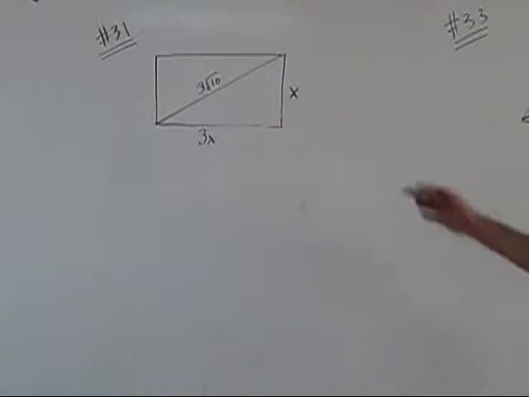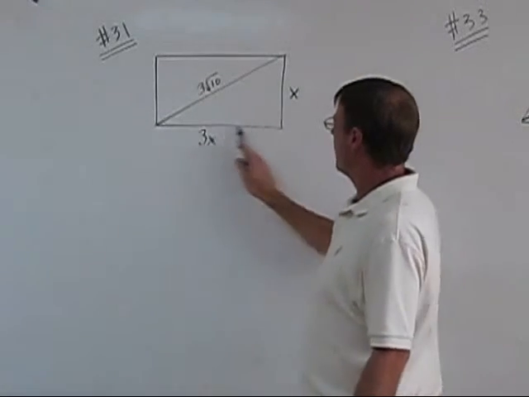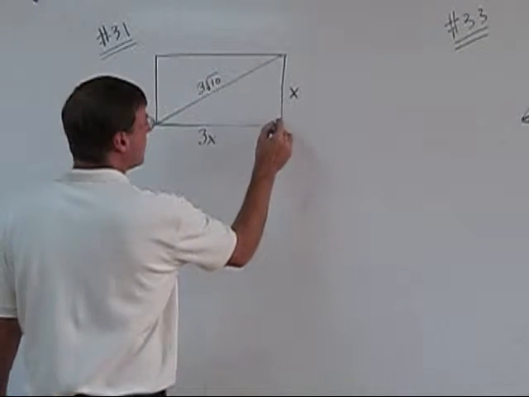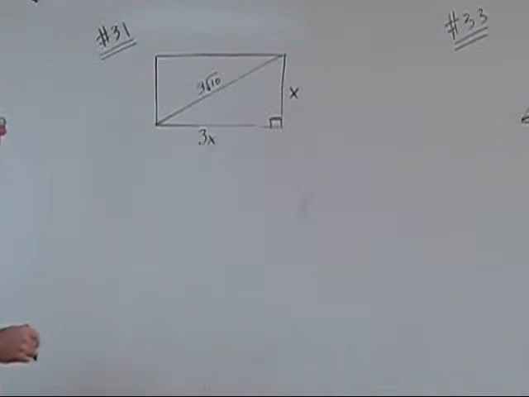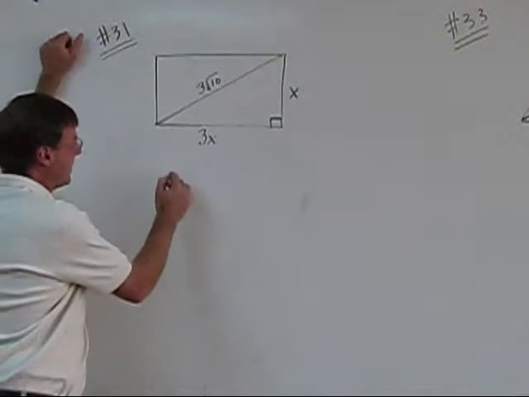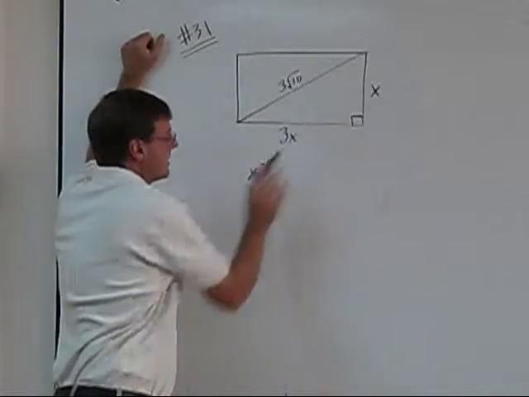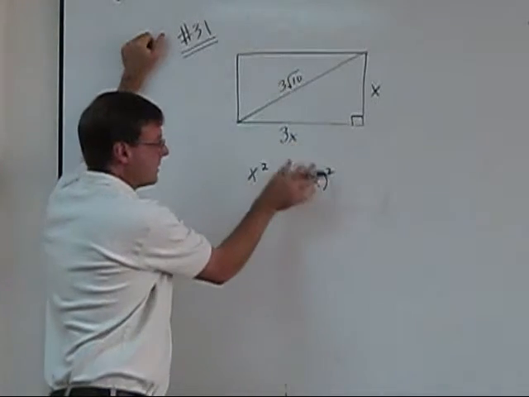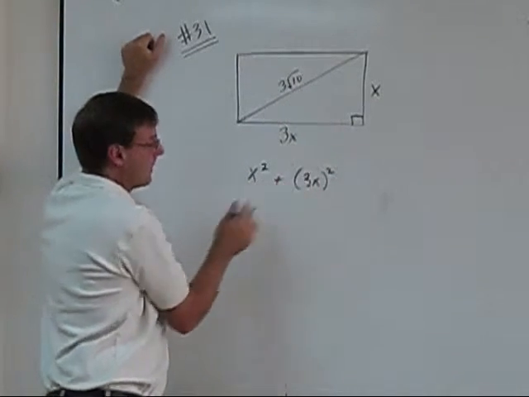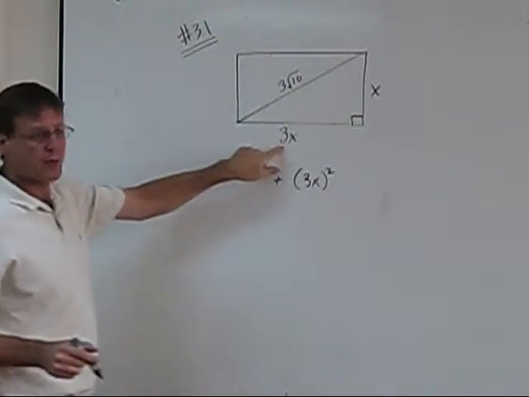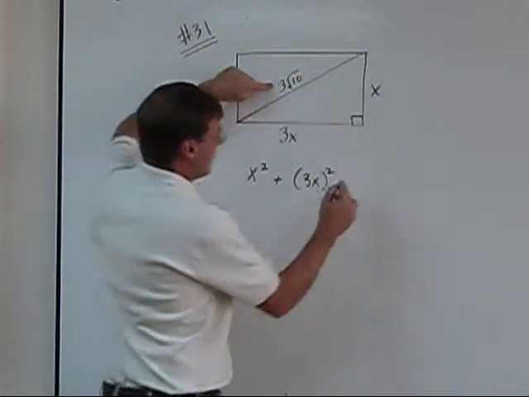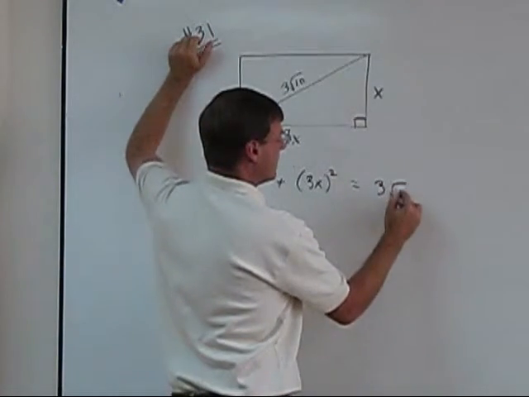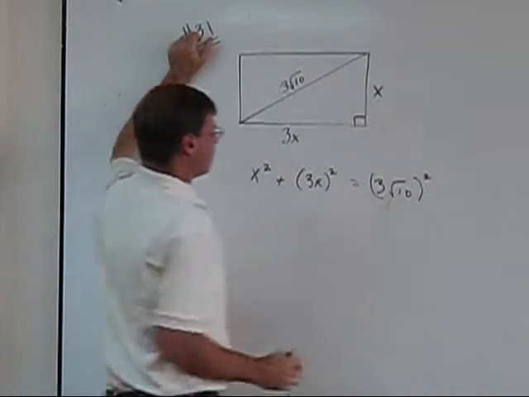My goal is to find the length of this side and the other side so that I can find the area. We're going to use the Pythagorean Theorem here because there's a built-in right triangle. So when I do the Pythagorean Theorem, I get x squared, that's this squared, plus (3x) squared, that's this whole side squared, and I need to write it that way because otherwise I'm not going to include the 3. And then the last side, this is the hypotenuse squared, (3 root 10) squared.